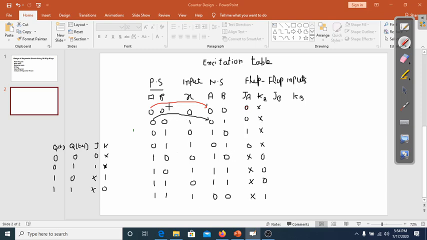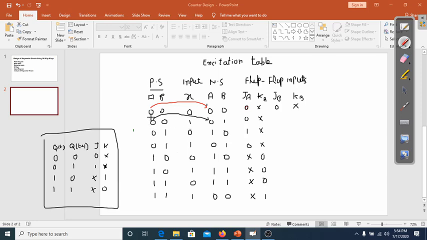Now I will consider this B. When bit B is least significant bit, B is taken into account. Here present state is 0, next state is 0. So J would be 0 and K is don't care. So this is the excitation table. You have to keep in mind this excitation table.